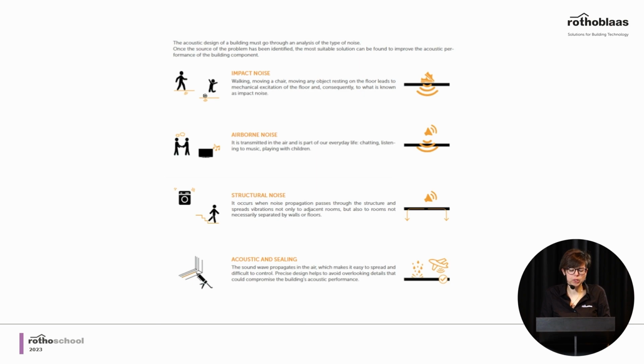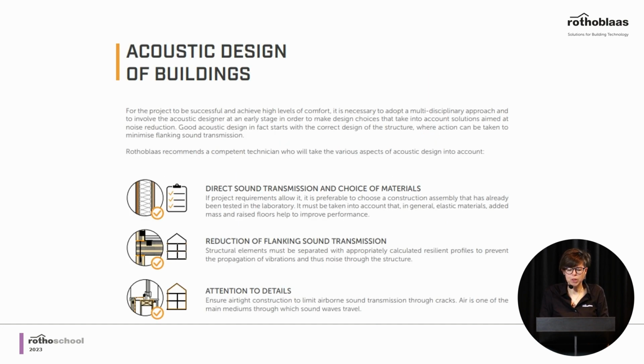And the third point is acoustics and ceiling. We will see the importance of air-tightness and the sealing of the building. But let's go step by step and try to understand how to approach the acoustic design of a building. It's a general recommendation. We will see mainly examples of timber structures, but it can be valid also for different types of structures.